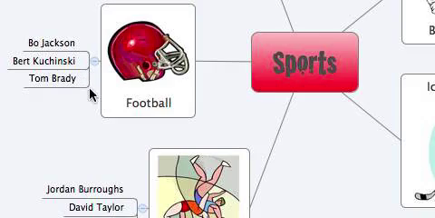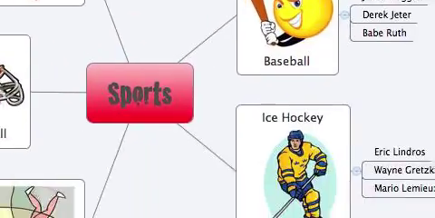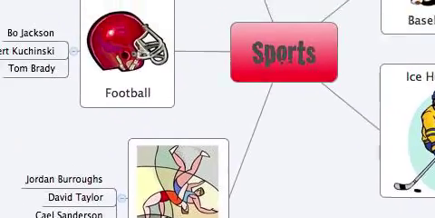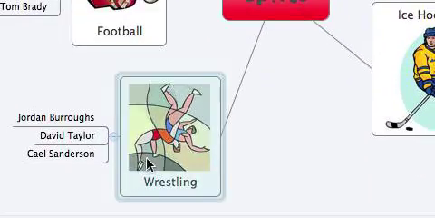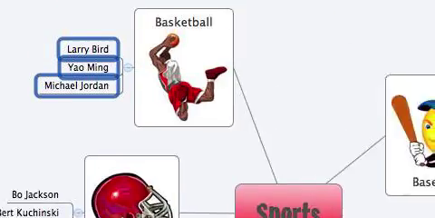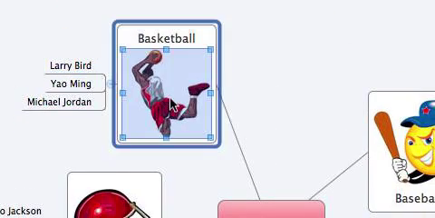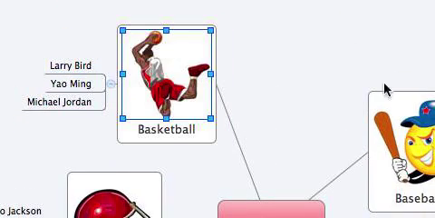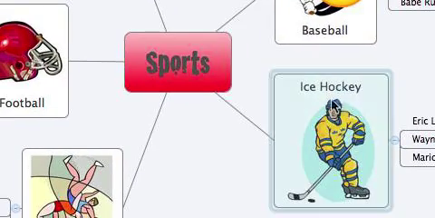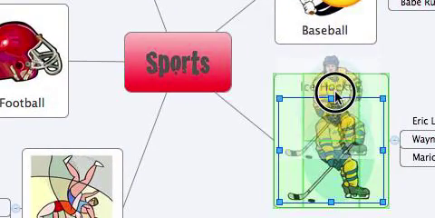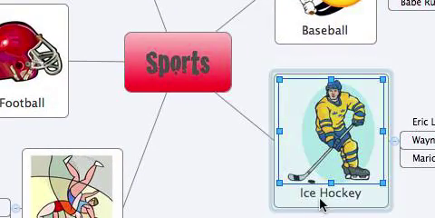So now I have my 5 pictures, my 5 sports here. Some of the sports names are on the bottom, some of them are on the top. I can easily adjust that if I wanted to just by dragging it to the top. If I just click on my picture and drag it up, it'll put the words below it.